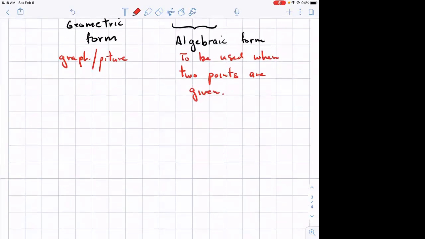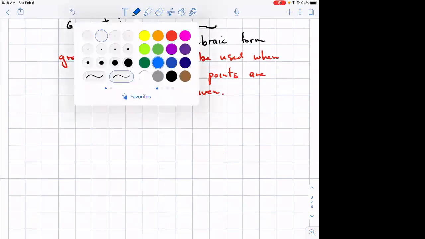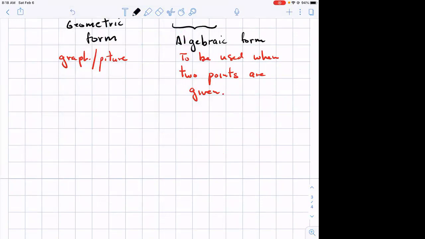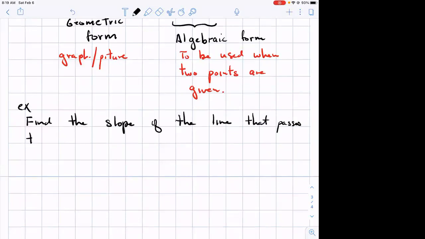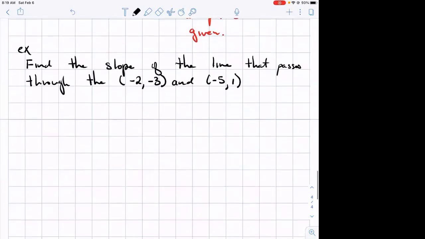So, for example, if I ask you to find the slope of the line that passes through the points -2, -3, and -5, 1. So here we're given 2 points.